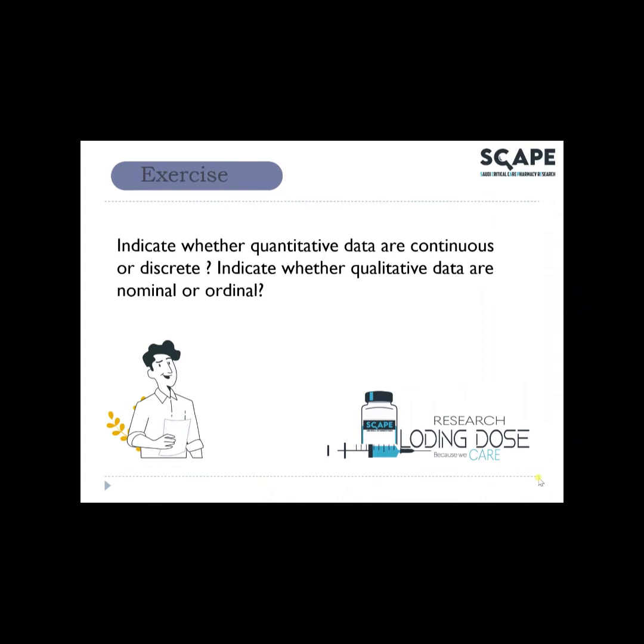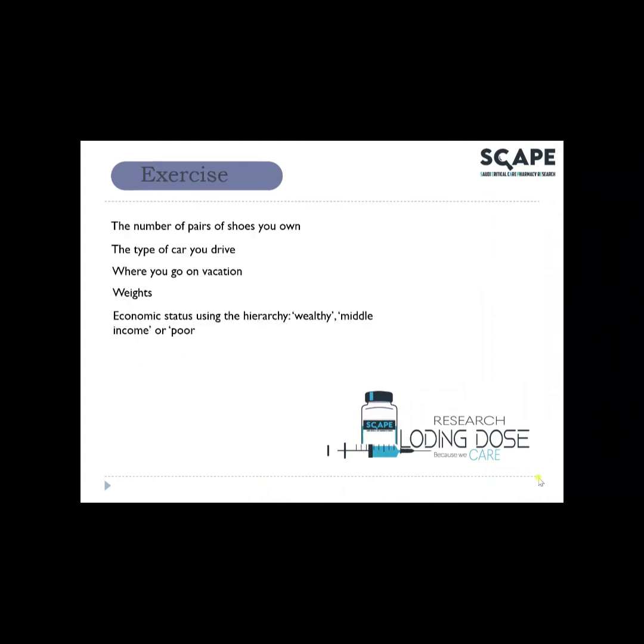So now we will see the exercise. Indicate whether quantitative data are continuous or discrete. Indicate whether the qualitative data are nominal or ordinal. The number of pairs of shoes you own. The type of car you drive. Where you go on vacation. Weight. Economic status.